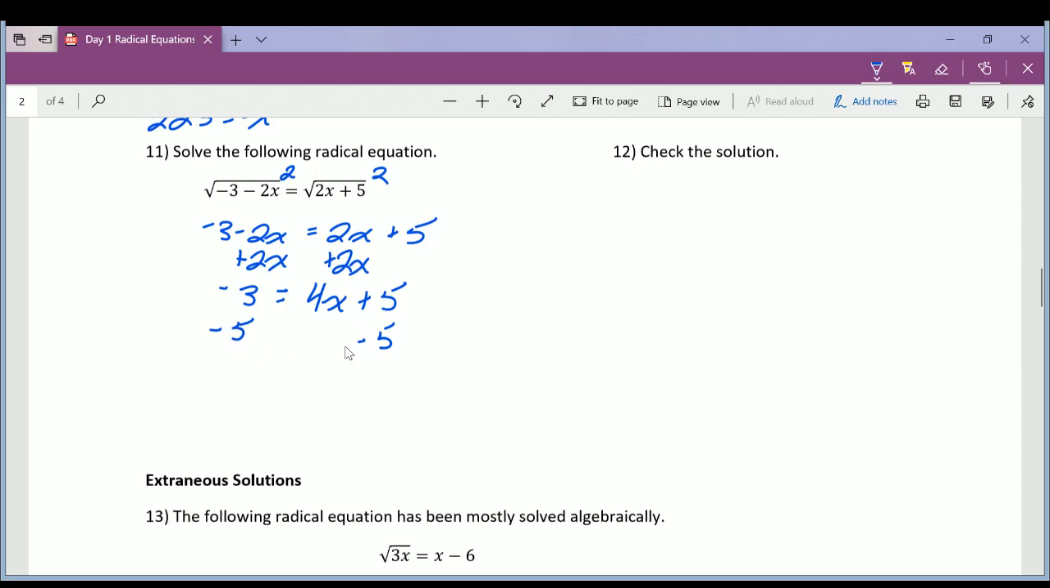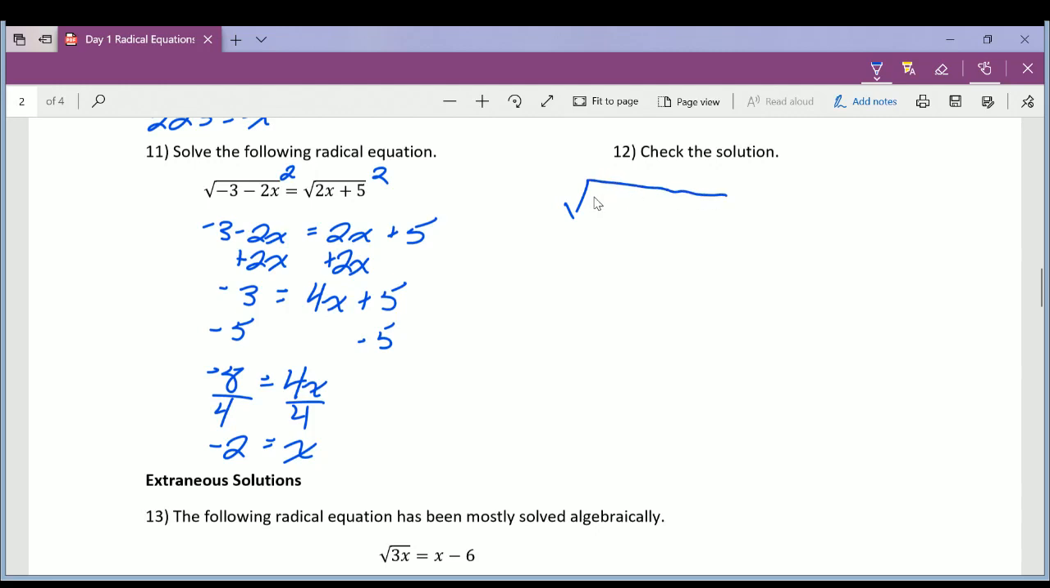Okay, so I added 2x to both sides. That gave us 4x plus 5. Subtract the 5, you've got negative 8 is 4x. And then divide by 4. So I think that the answer is going to be negative 2. Again, the only way to be absolutely certain is to go ahead and check the solution.